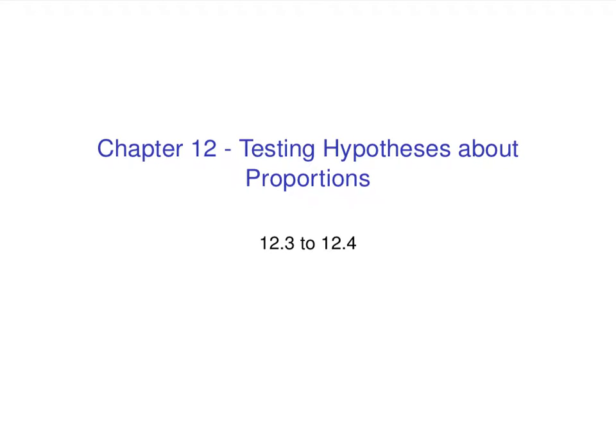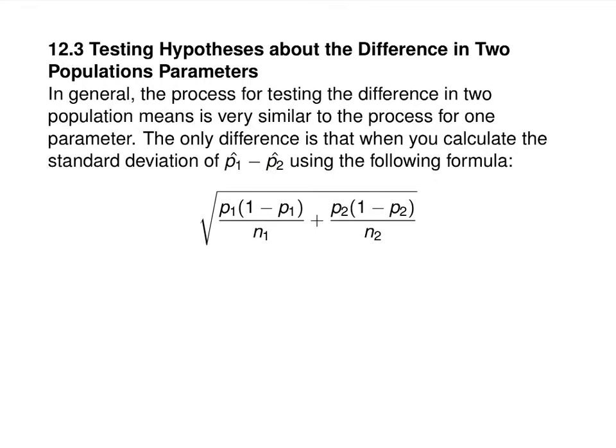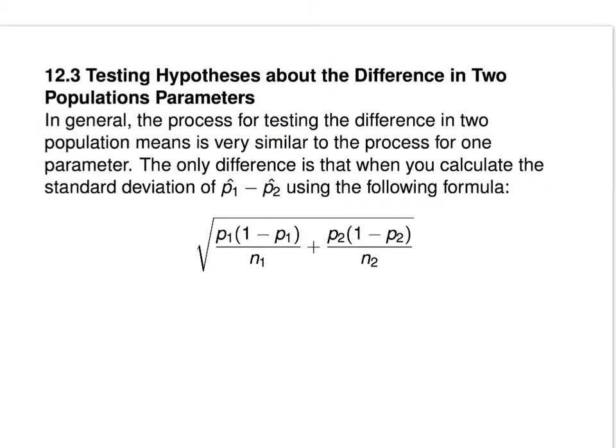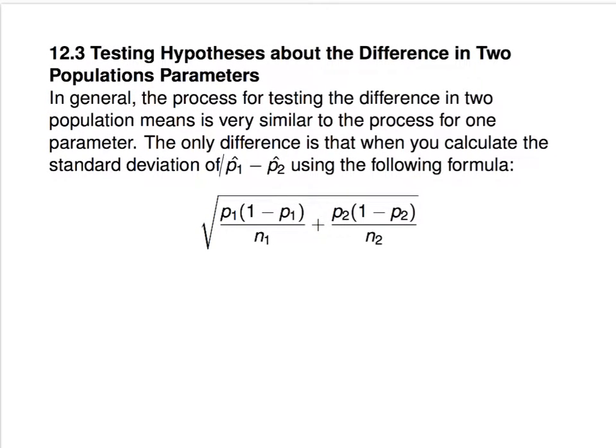Okay, we're going to talk about testing hypotheses about proportions today. This process is really similar to the one that we had before. The only difference is that when you calculate the standard deviation of P1 hat minus P2 hat, you use this formula because we're talking about two different proportions.